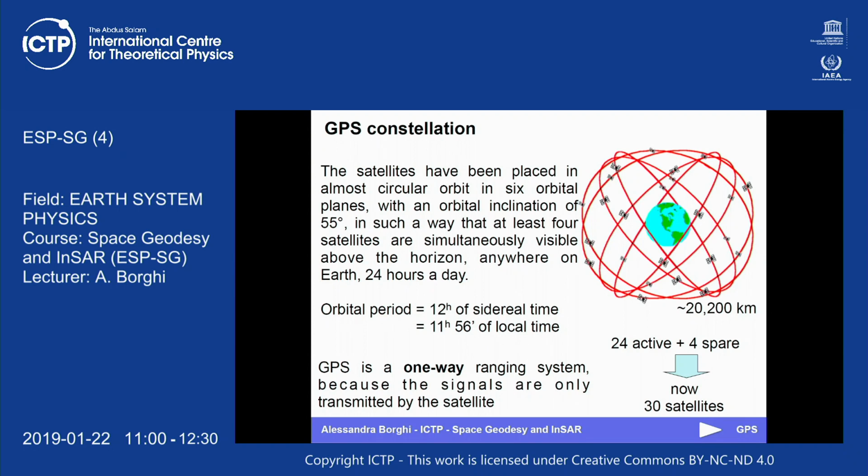GPS is a one-way ranging system. This is really important. We receive signal from the satellite, but the user cannot send information to the satellite. Of course, why? Everyone at the moment has a mobile phone, and it's impossible that everyone in the world sends information to the satellite. So it's a one-way ranging system. The satellite sends us information. We are not able to communicate with the satellite. We just receive information.